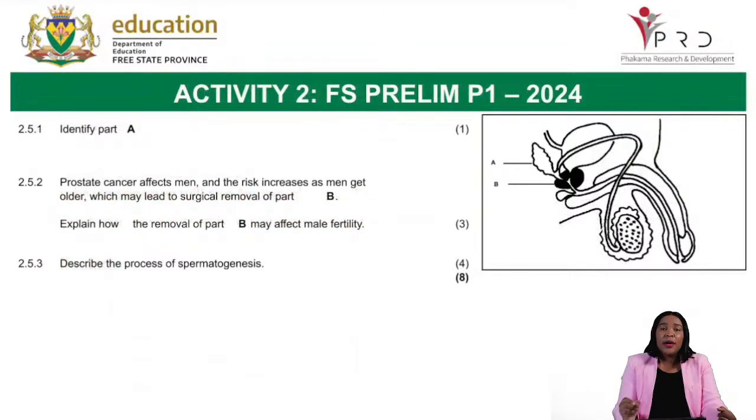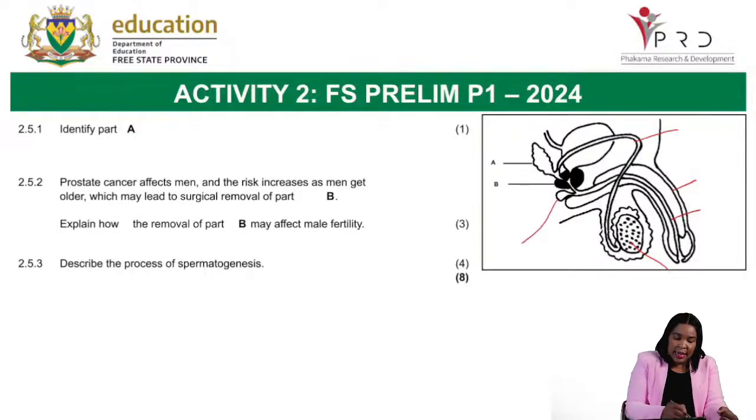Right. So this one was a question that appeared in the paper that you've just written now in Free State. So first of all, you must just label. You label, you label, you label. Even if there are no labels, just write somewhere there on the side what you think this is, what this is, and then all of these. So you must label. Right. And then it was saying to you, identify part A. Part A, we've spoken about it a lot today. So that is your answer.